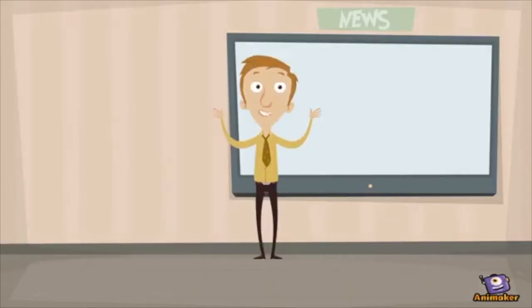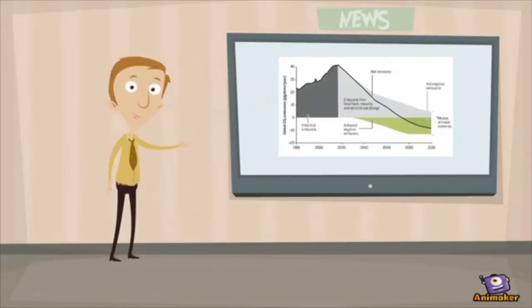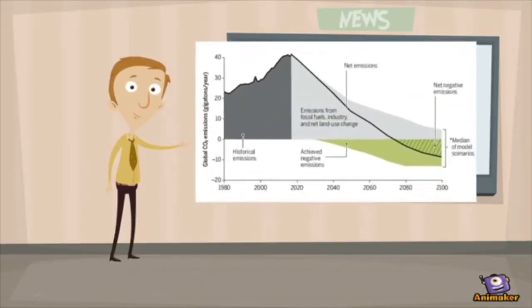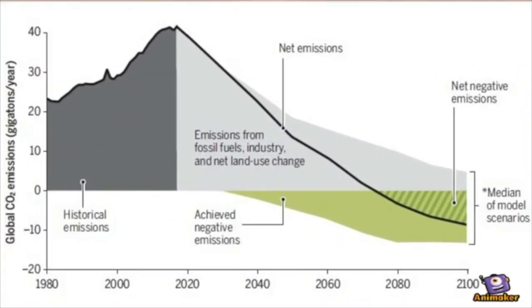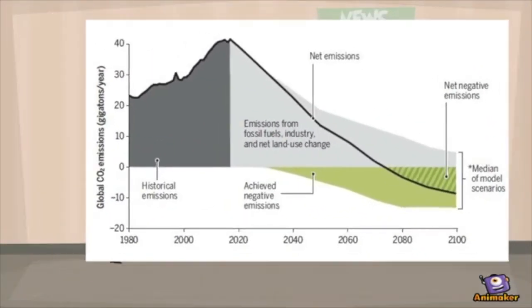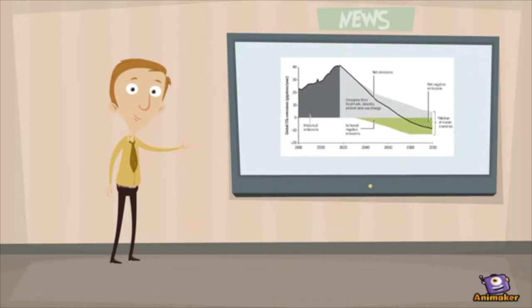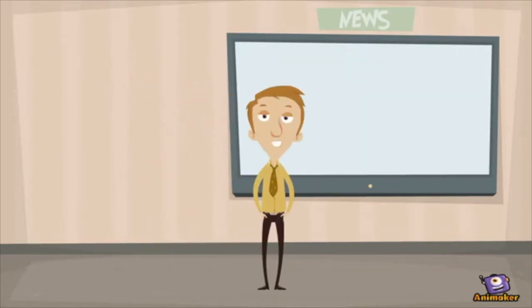And how's that going? Well, not so good. The following chart projects the required carbon emissions to meet our target of 2 degrees by the year 2100. Without negative emission technology, this is unattainable. This is where carbon capture and sequestration comes in.